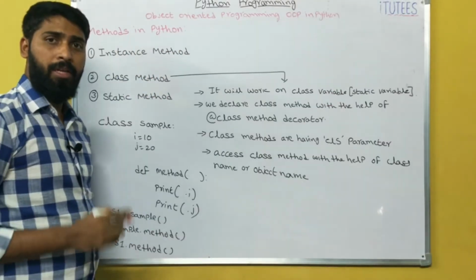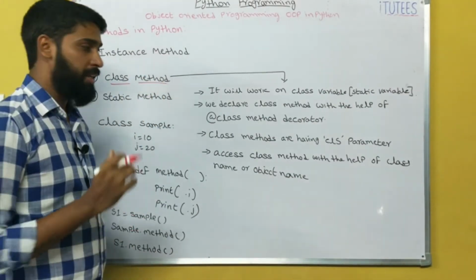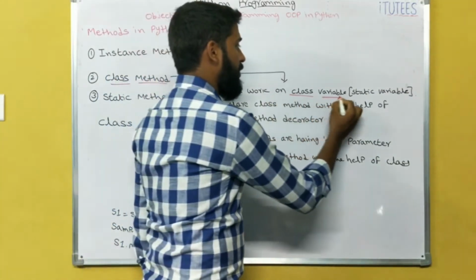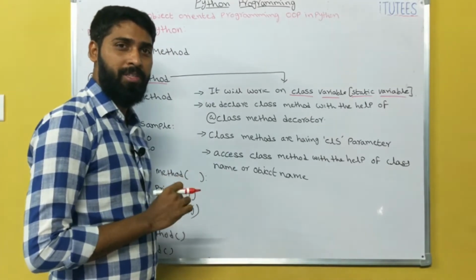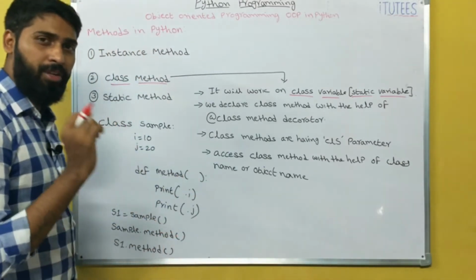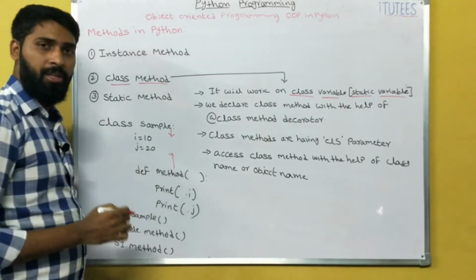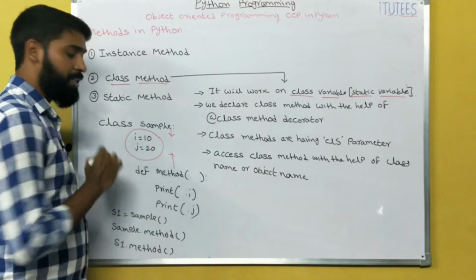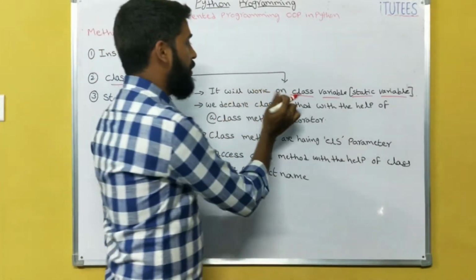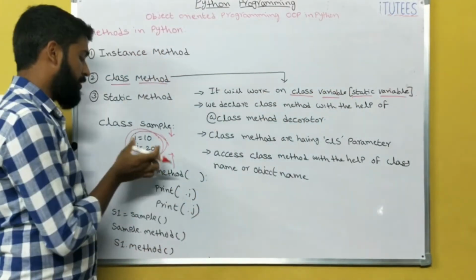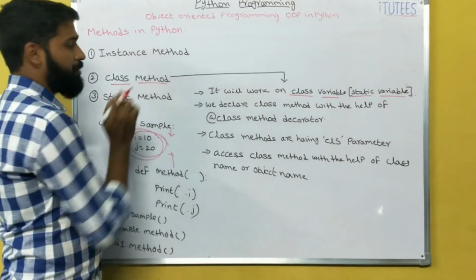Okay, next one is class method. The purpose of the class method is that it works on class variables or static variables. We already discussed static variables in our previous class. What is a static variable? If you define a variable inside the class and outside the method, then we call those variables static variables. A class method works on static variables. If you are accessing these variables, then those methods are called class methods.